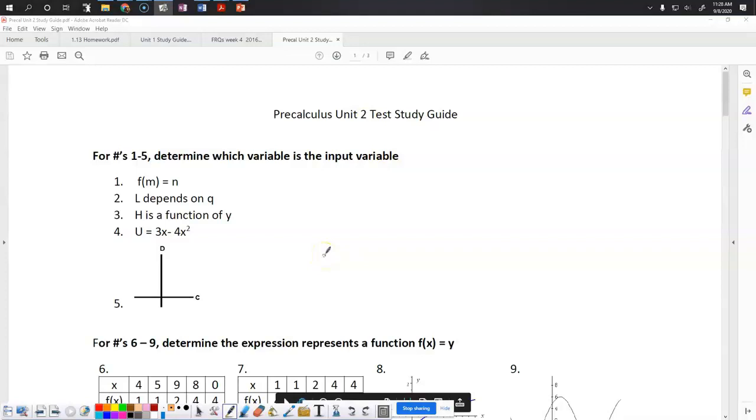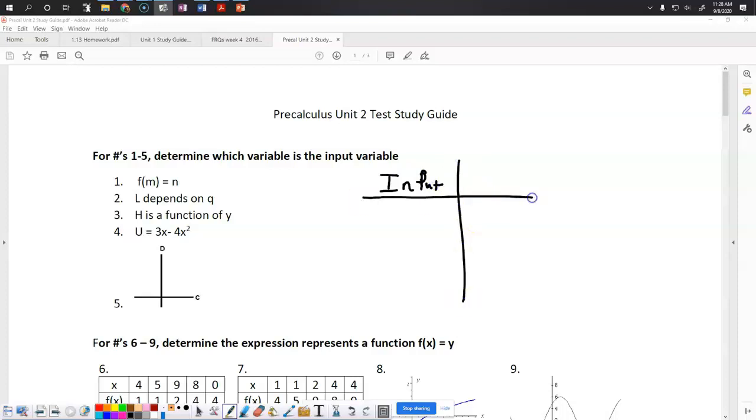So for number 1, matter of fact, I'm just going to write my answer like this. It's just a little bit easier. So for number 1, the input is the one that's in parentheses. The output is the one outside the parentheses. But you could also say it's f of m, the whole thing, on the left. Because it says here that f of m and n are equal, so technically either one of those are good. Okay?